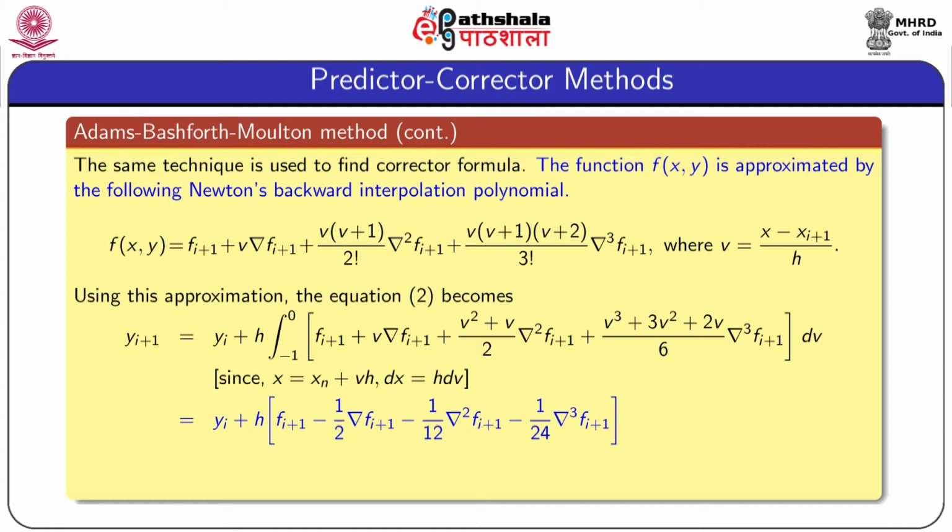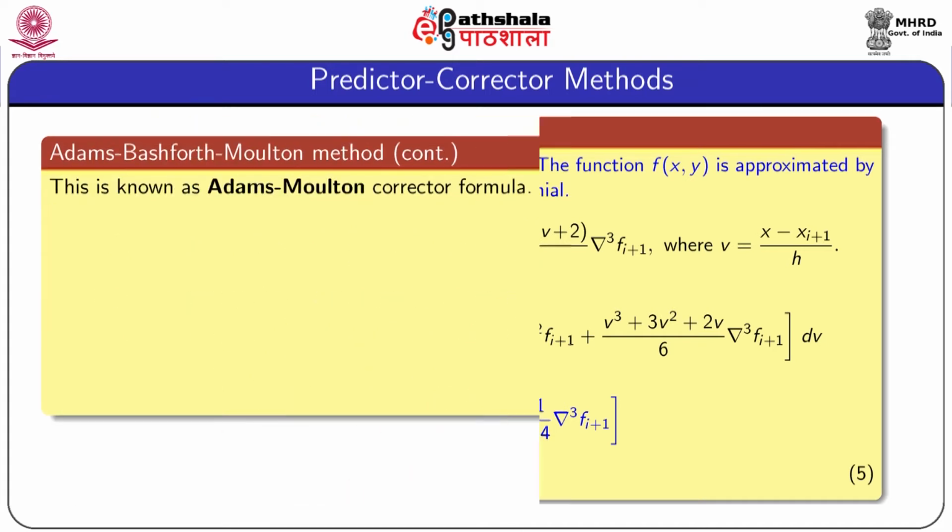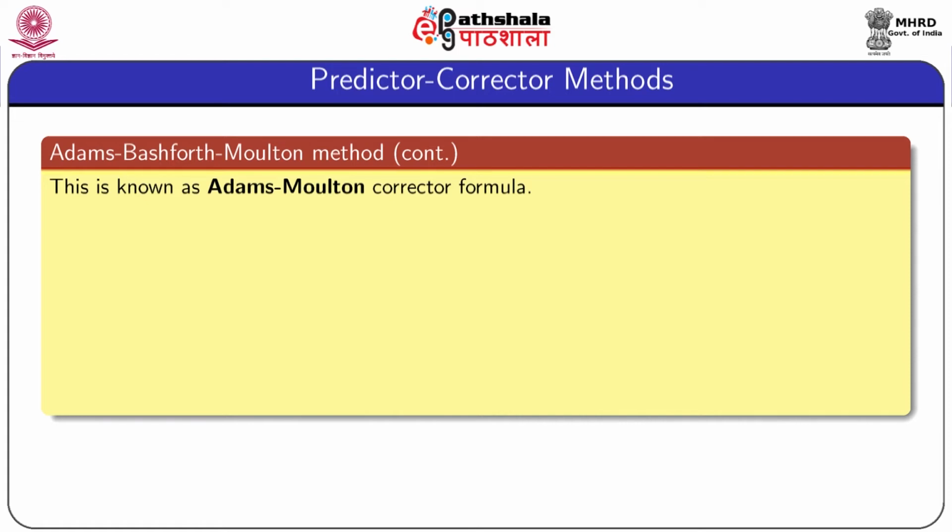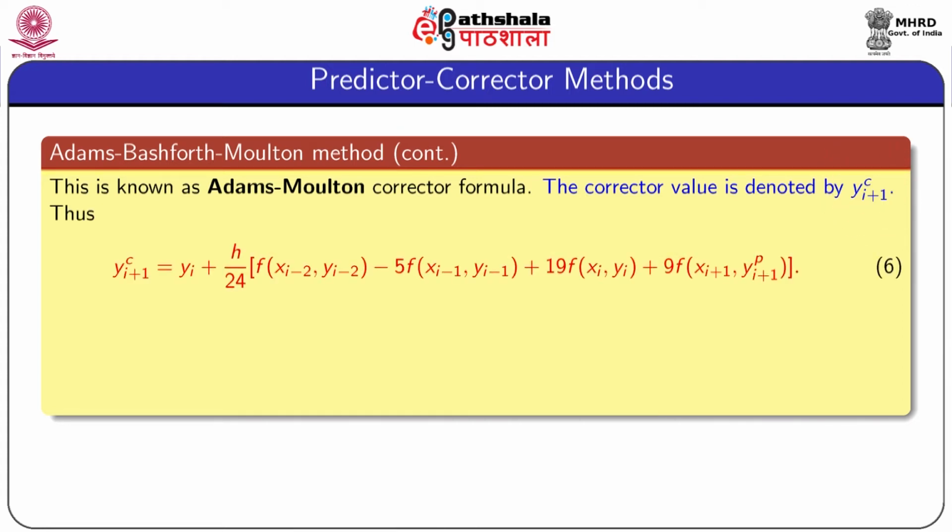So, after using the values of first, second and third order backward differences, we obtain equation 5, and this is equal to y_i plus h by 24 into (f_{i-2} minus 5 f_{i-1} plus 19 f_i plus 9 f_{i+1}), and this formula is called the Adams-Moulton corrector formula, and it is denoted by y_{i+1}^c. C for correction or corrector. Thus, the corrector formula is given by equation 6. Note that the last term is 9 into f(x_{i+1}, y_{i+1}^p).